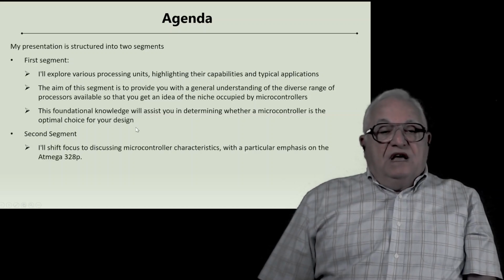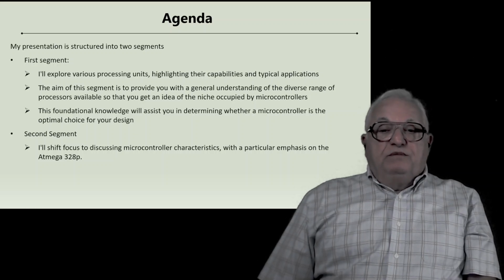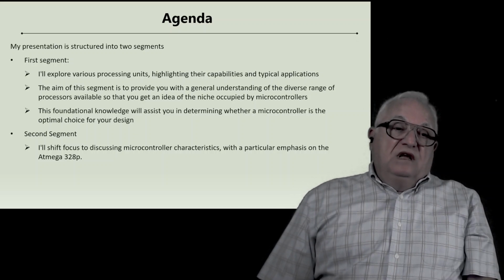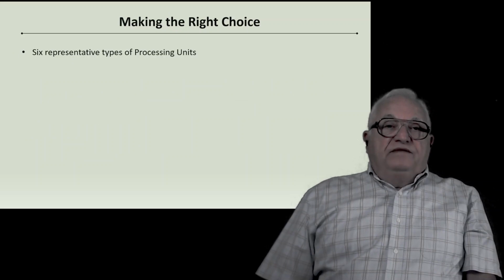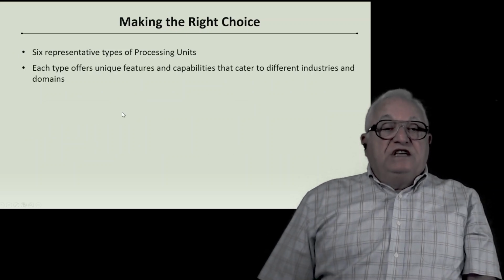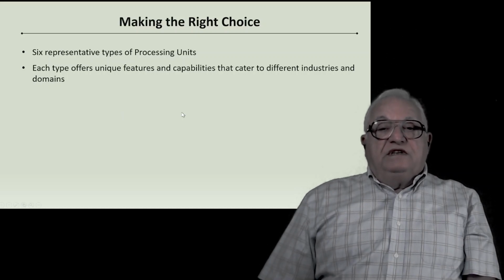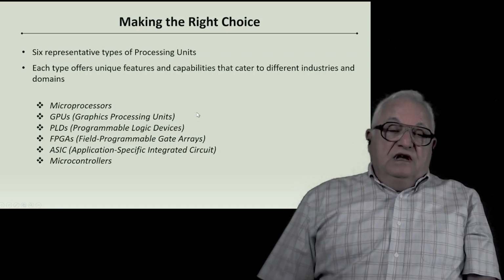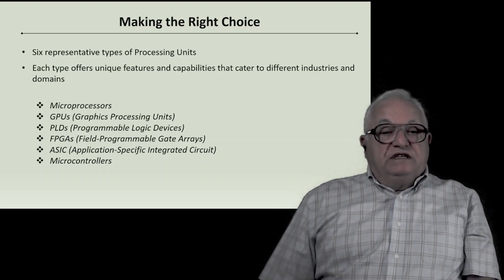The second segment, I'll shift focus to discuss microcontroller characteristics with particular emphasis on the 328p microcontroller. I'm going to be presenting 6 types of processing units. Each type offers unique features and capabilities that cater to different industries and domains. These are the microprocessor, GPU, PLD, FPGAs, ASICs, and finally microcontroller.